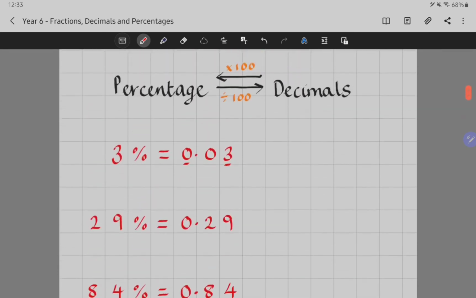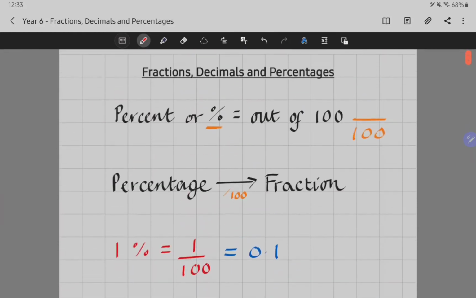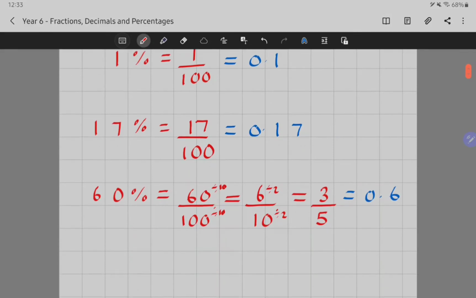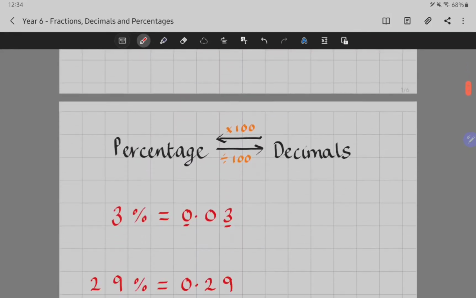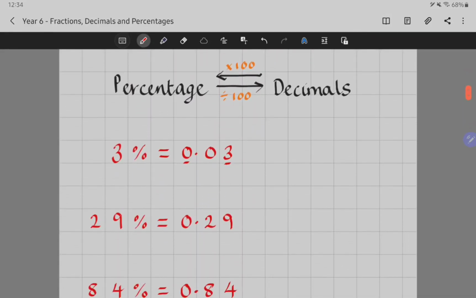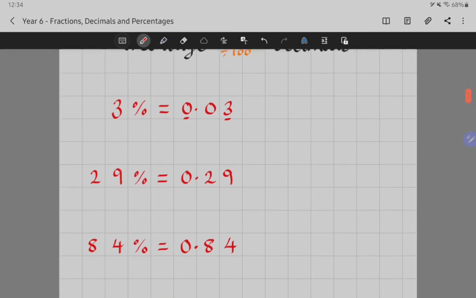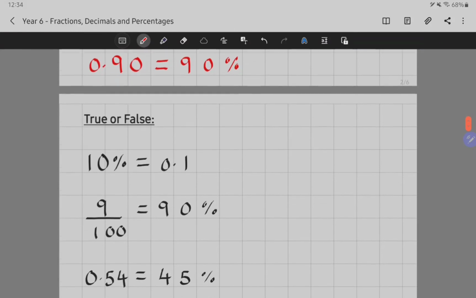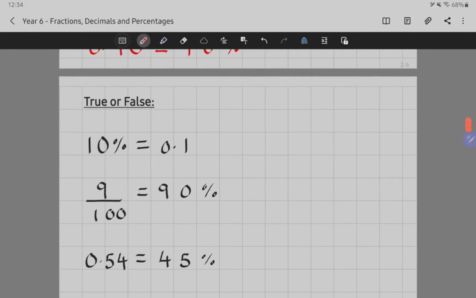So far we've done fractions and percentages, percentage to fractions, nice and easy. I just put my percentage over 100. And then percentages and decimals, multiplying and dividing by 100. Skills we've all used before. So, see if you can put those skills to use. Do you think these questions are true or false? Pause the video. You might want to do some working out to find your answers. Off you go.